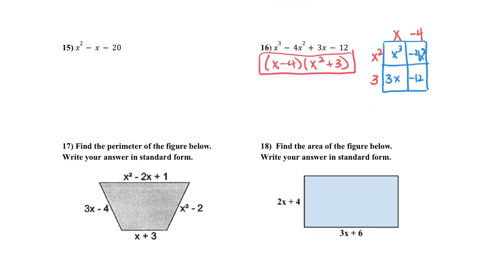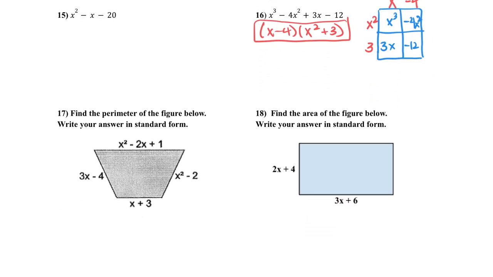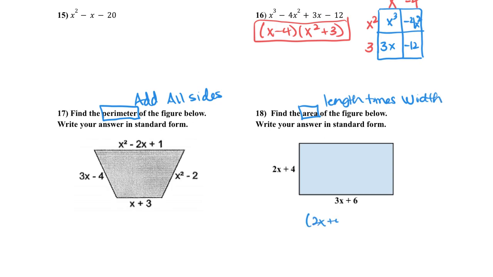I'm going to move to the bottom of the page and just talk briefly about these 2 polynomial problems. So we want to add to our notes that perimeter means you add all sides, and area of a rectangle is length times width. So this is a multiply problem. So you would go ahead on this one, 2x plus 4 times 3x plus 6. We want our answer in standard form, so you're going to have to multiply those out like we did in a previous example. So take a moment to do that.